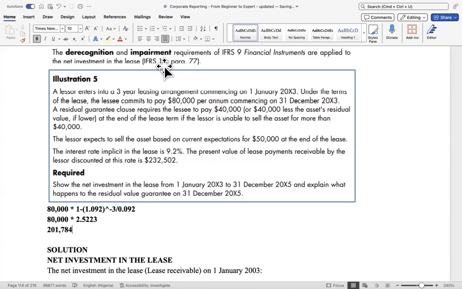Wouldn't that be an approximation error? No, 232,000 to 201,000, that's not approximation. Approximation should be like 2 naira or 3 naira, not a lot like this. Okay, could it be the 10,000 naira, did they add the unguaranteed?